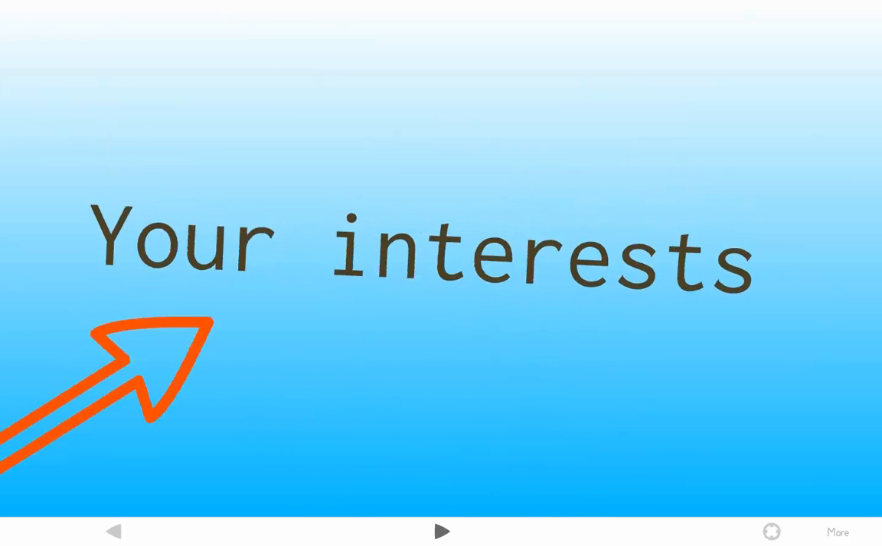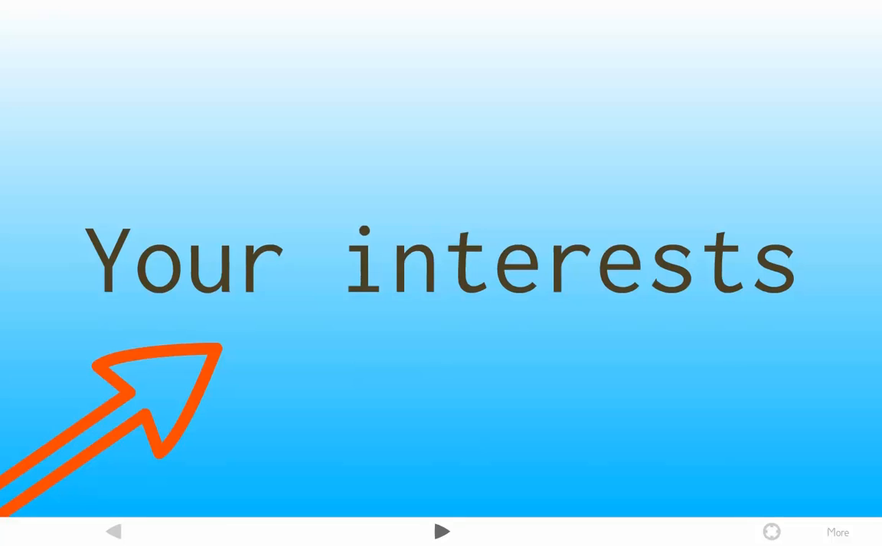What else do you need to think about? What are you interested in? That's a really good one to think about. Your interests. Because if you're not interested in a topic, what are you going to do? Probably ignore your homework until the very last minute. People who are interested in a topic are going to hop right on it. They want to know this information.